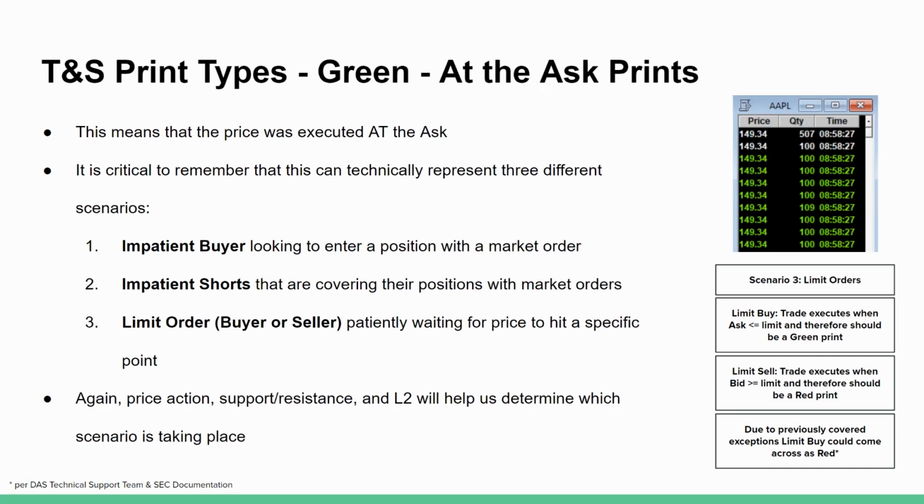All right, so let's bring it home by talking about green prints. These are prints that execute at the ask price. And it is, again, super important to remember that you could have a couple different participant types that are causing these green prints to take place. You could have people that are impatient buyers, right? They want to get into a position right now, immediately. They have FOMO. They feel they're going to miss the move higher, so they get in with a market order. And again, as a result, they pay the spread and their order hits the ask.